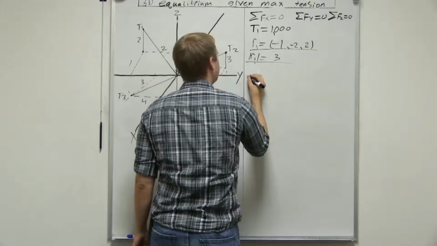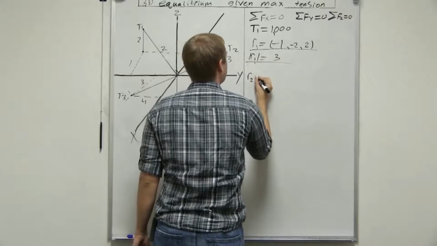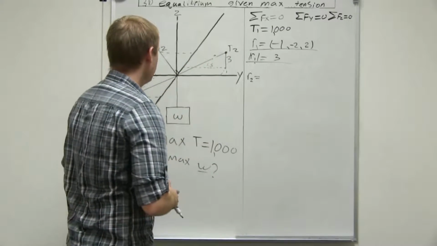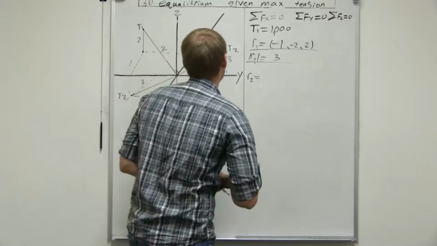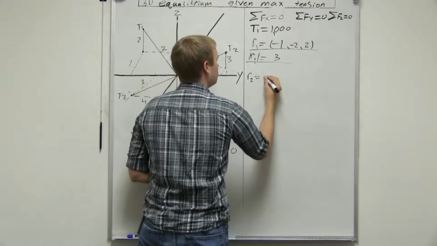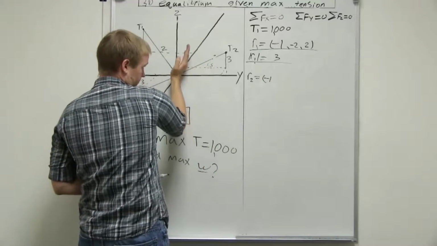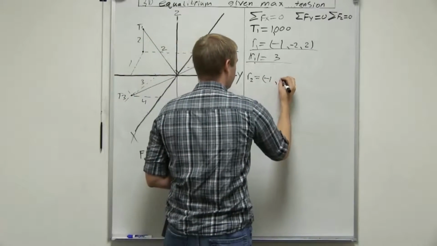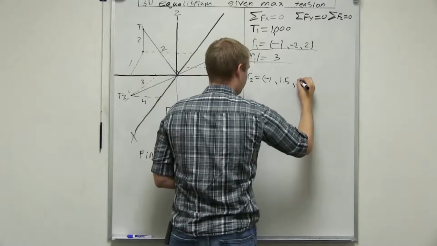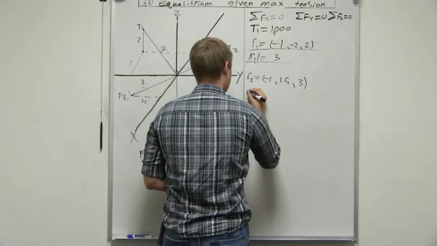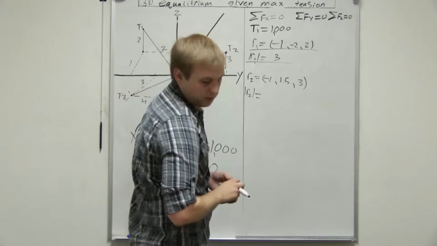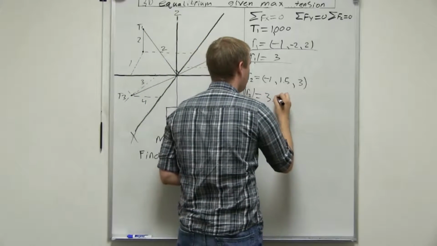So now let's move on to our position vector for T2. So R2. How far in the x? Well, it goes -1 in the x, 1.5 in the y, and then 3 up. Okay, so now we get the magnitude of that, and that's going to equal 3.5.